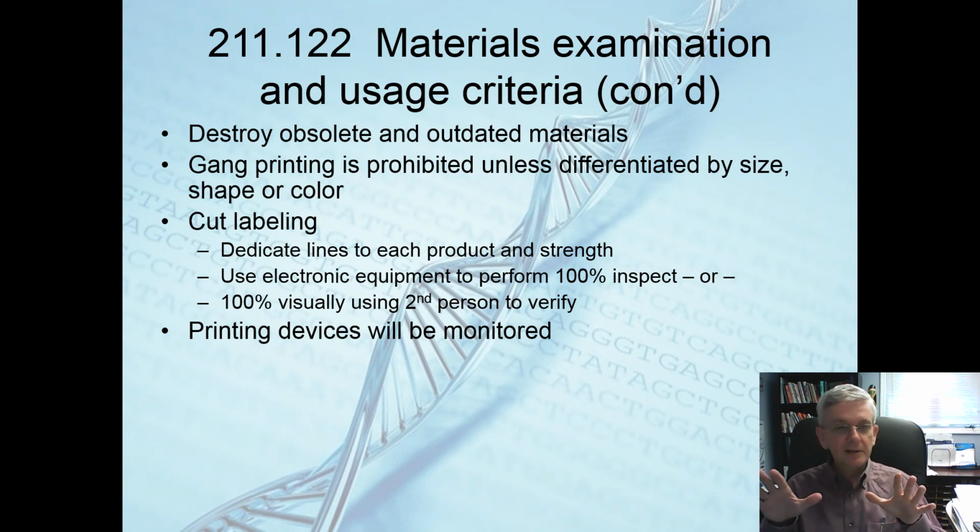Gang printing, this goes way back into the 60s, where you'd have sheets of labels that were printed, and you'd have 10 milligram on one side and 20 milligram on the other side, and they were just gang printed out in mass. That really caused a lot of problems at the time. I haven't met anybody that's done that certainly recently, but if you happen to be one of those few that do that, make sure that you have some very, very good controls in place for that.